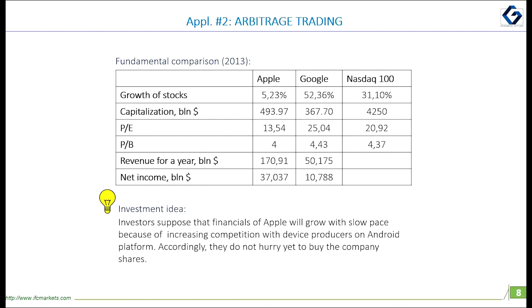Let's consider an example of Google/Apple PCI for D1 candlesticks. We see that capitalization, revenue, and net income of Apple are higher. However, investors are not optimistic regarding this company because of increasing competition with device producers on the Android platform. Accordingly, they do not hurry yet to buy the company shares. As a result, we see that Google stock growth, P/E and P/B are higher. We should take image losses into account after the death of Steve Jobs.